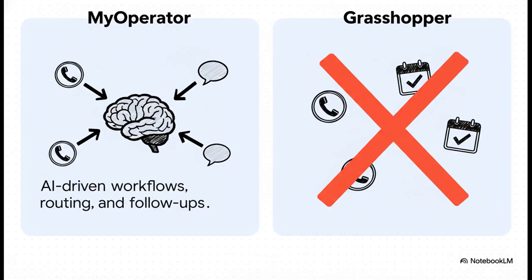Okay, next major difference, AI automations. The source material says MyOperator is using AI to do some pretty cool stuff, like automating workflows, intelligently routing calls and messages to the right person, and even handling follow-ups. Grasshopper, well, it's listed as not available on that front. And this really shows you 2 totally different philosophies at play. One is all about using AI for efficiency, and the other is laser-focused on just the core calling features.